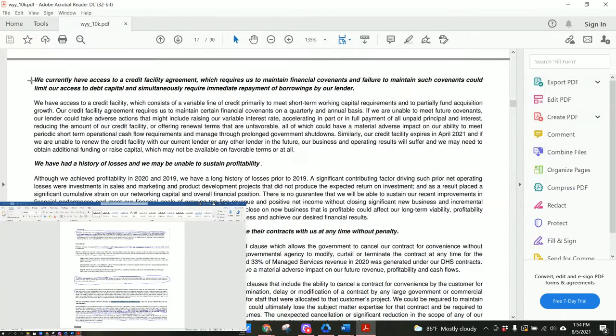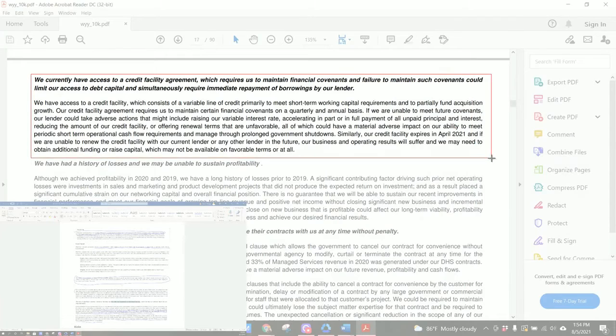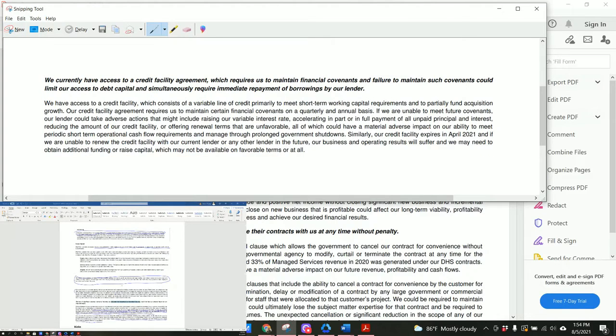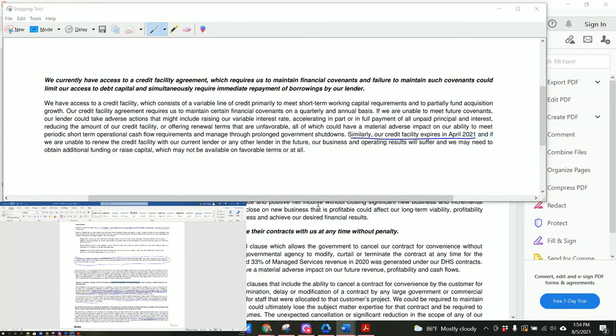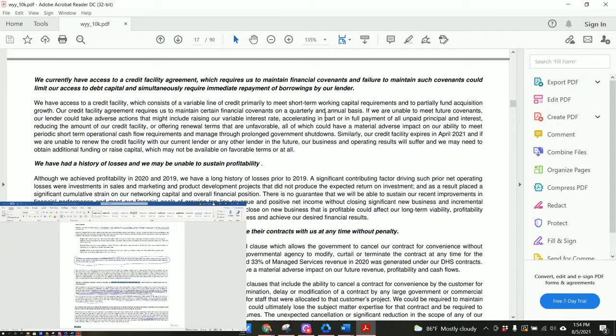Okay, I see something. Credit facility expires in April 2021. If they can't renew that, that's a problem. Now, it's past April 2021, so we can just research that. I'm not going to now, but that's something we want to know.